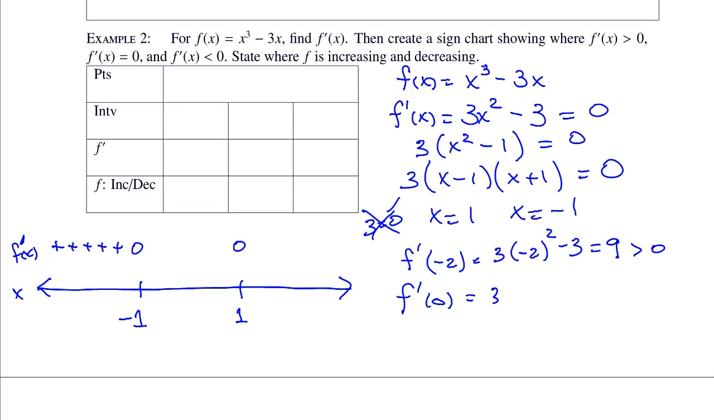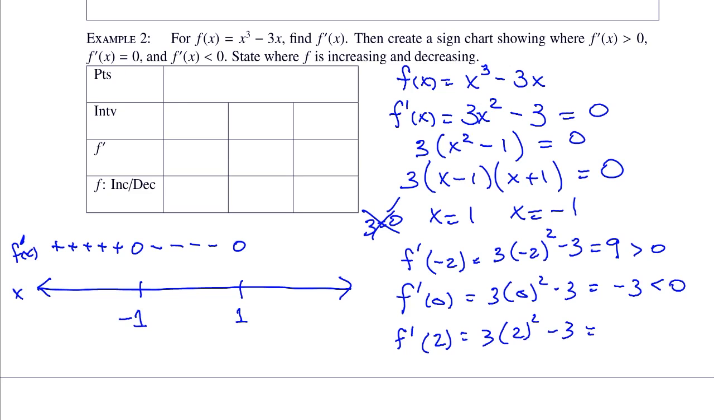That would be 3 times 0 squared minus 3, which is -3. That's negative. And then we need to test a number between 1 and infinity. We'll test 2. So this is 3 times 2 squared minus 3, which is +9. And that's positive. And we get positives.